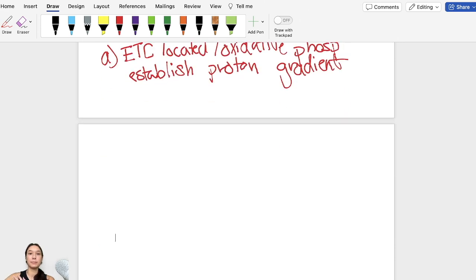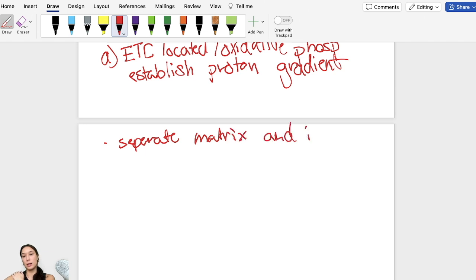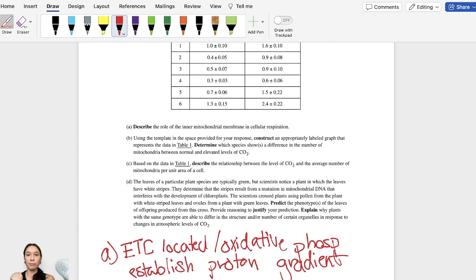Okay. So you also could have said it's there to separate matrix and inner membrane reactions, which is pretty much establishing the proton gradient. This was only 1 mark, so you only had to say one of these. And again, this is all very basic about metabolism that you learn.